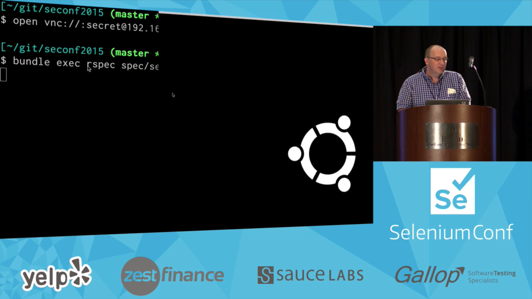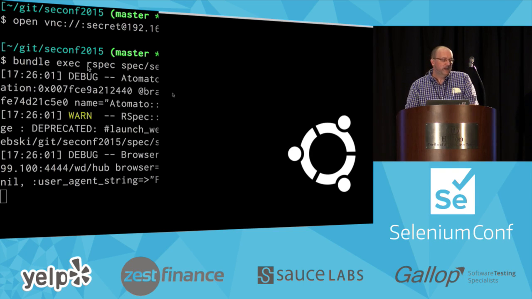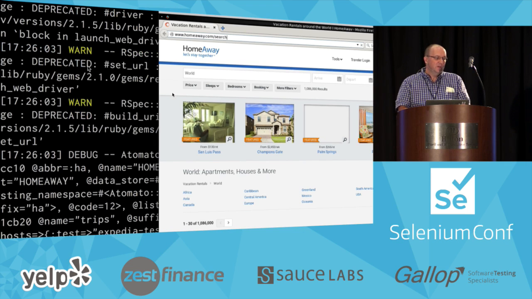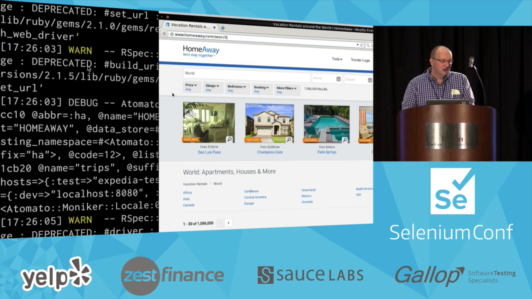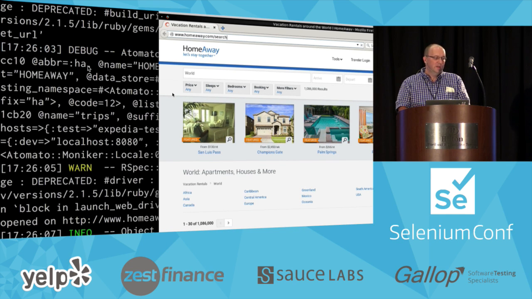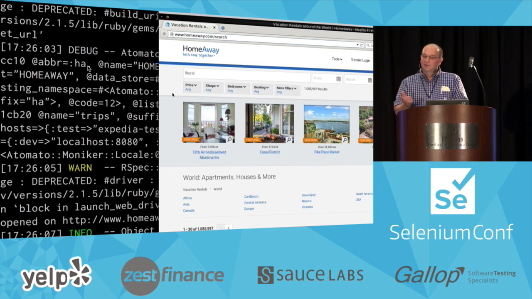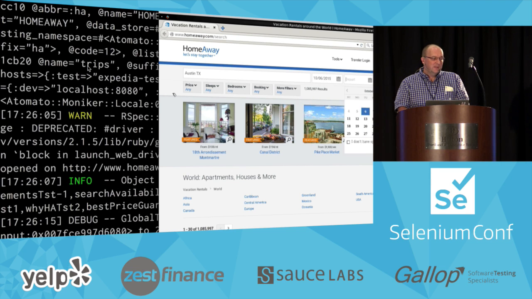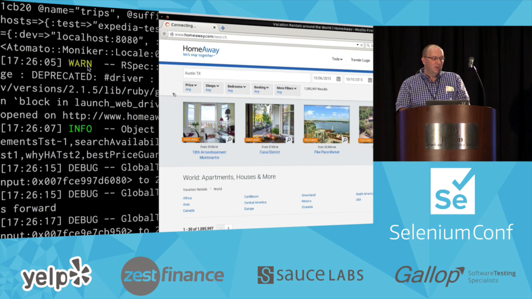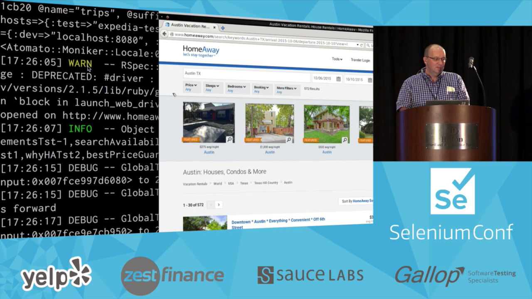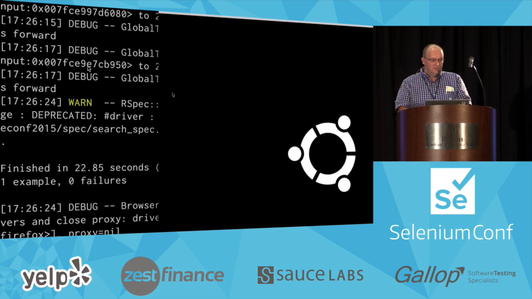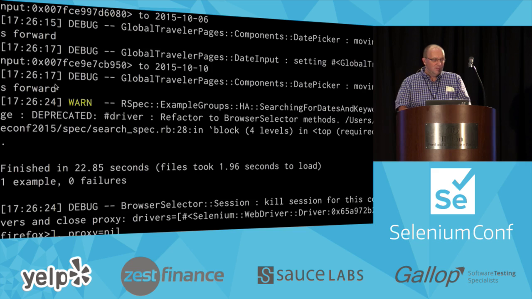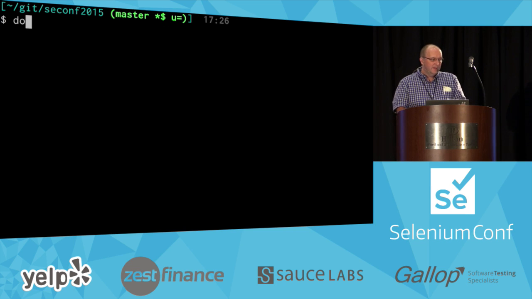We run a simple test with bundle exec rspec. Here's a browser coming in VNC. We just go to homeaway.com, search for a vacation rental in Austin. If you're ever in Austin, please stop by. And we look for some dates. On the left, you'll see some logs spitting out what's going on with the test. And we're done with the test. Okay, we'll come back. Boom, got it.